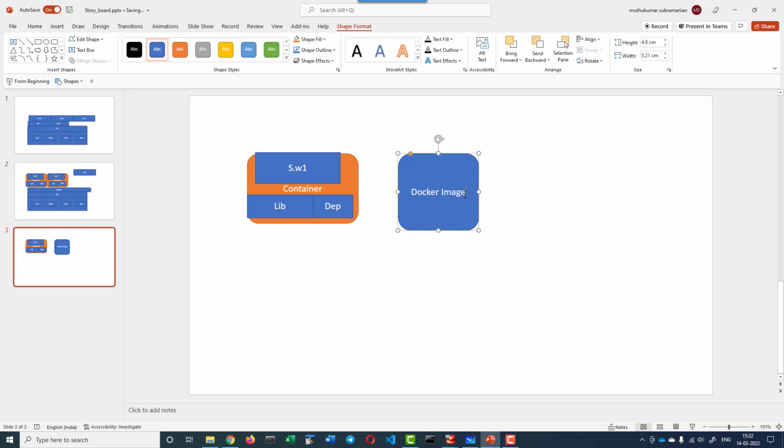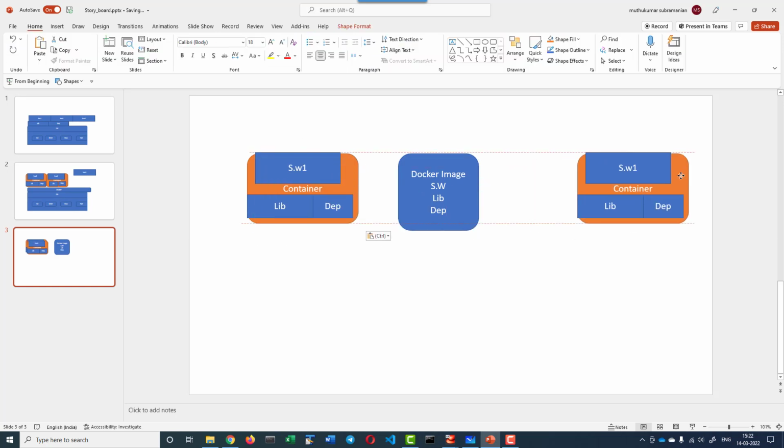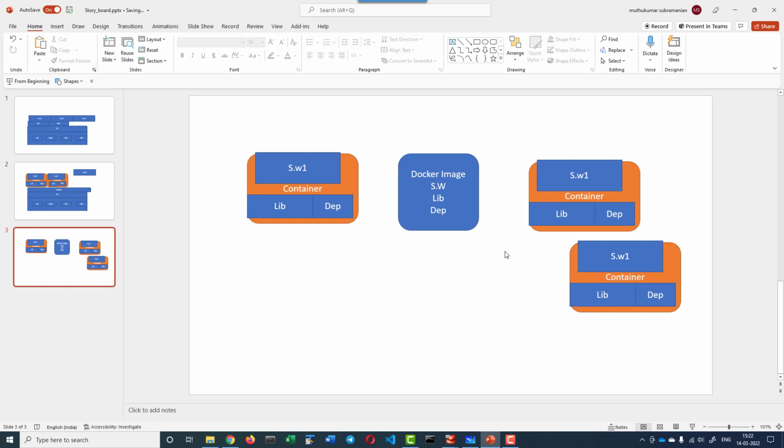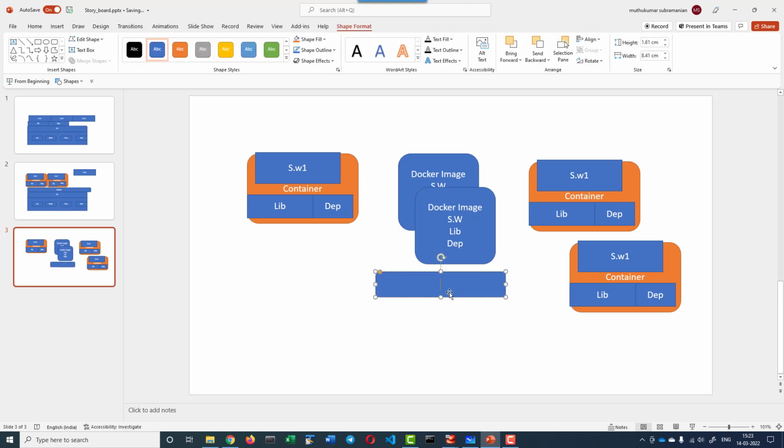Within that, we will be having the definition of what software, and what all the libraries and the dependencies it's going to have. I can deploy n number of such containers on top of any Docker engine. So this we call a Docker image, and many such Docker images will be stored within the registry. Example, Docker Hub.